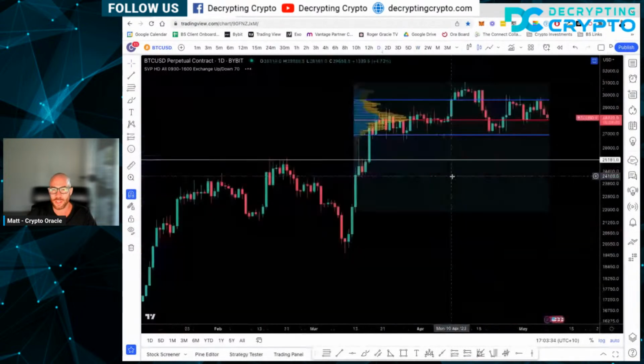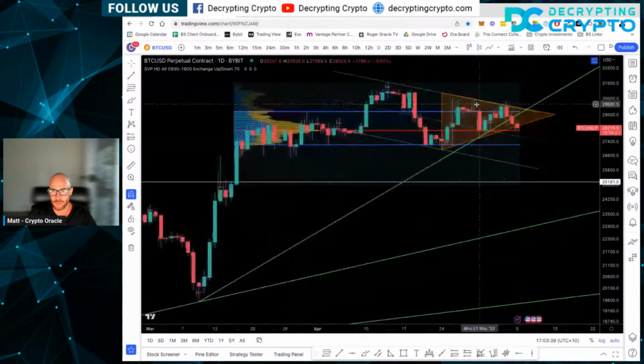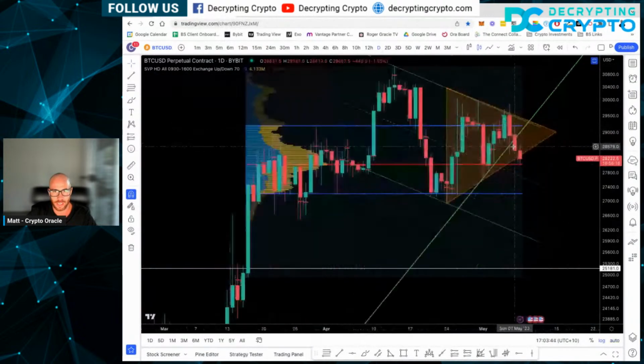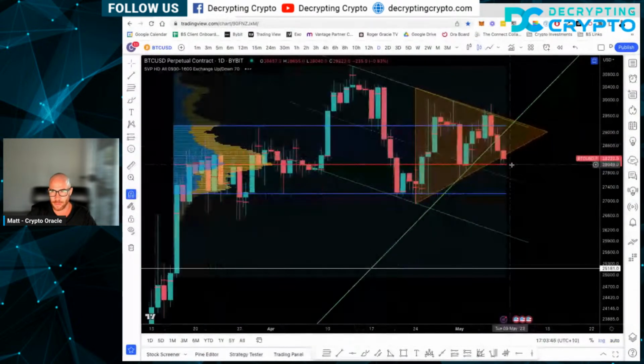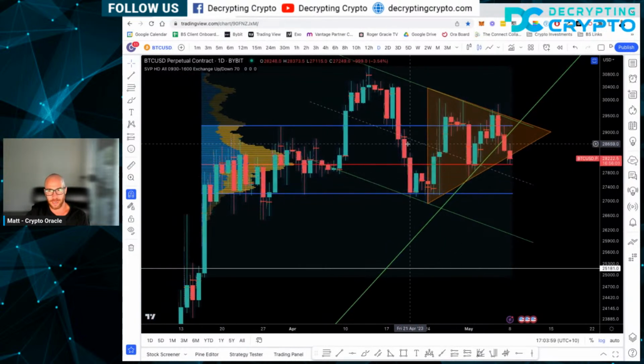So on the daily scale, we have the fixed range profile still with us right here. And right now, Bitcoin is being held by the point of control of this entire sideways range. So the most amount of Bitcoin is being traded right here at $28,000. You can see that we've created a bit of a double top pattern, which looks like a bit of distribution to me. And distribution usually means we tend to go to the downside, but I still have faith that we can try and maintain this.